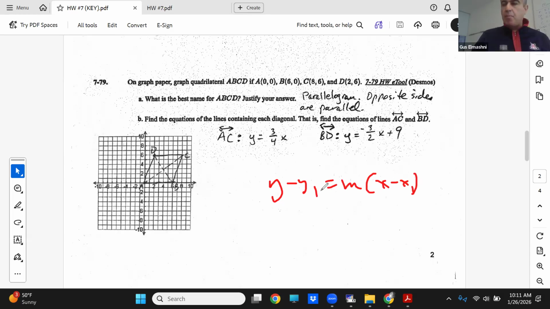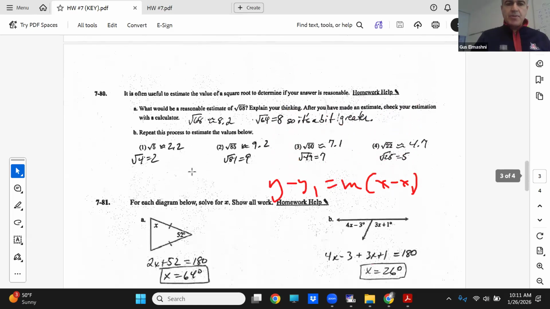Once you know the slope, you can plug in the point. And what point am I going to go with? Probably a point that's on the parallelogram, right? Like 0, 0, or where point D or B is. By the way, they meet at the midpoint, in case you're curious.